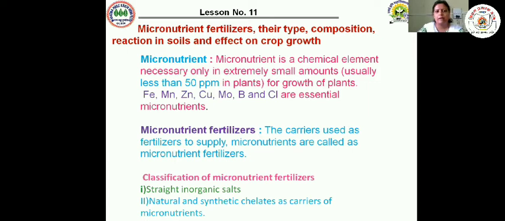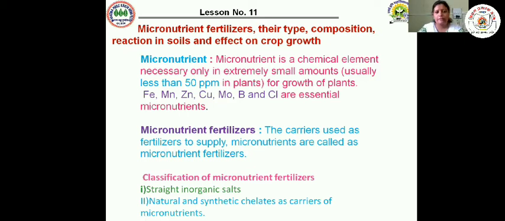Next are the micronutrient fertilizers, their types, composition, reaction in soil, and effect on crop growth. A micronutrient is a chemical element necessary only in extremely small amounts, usually less than 50 ppm in the plants, for the growth of the plants. That gives the definition of micronutrient: less than 50 ppm. Which are the micronutrients? Fe, Mn, Zn, Cu, Mo, B, and Cl. They are the essential micronutrients. Give any two examples of micronutrients.